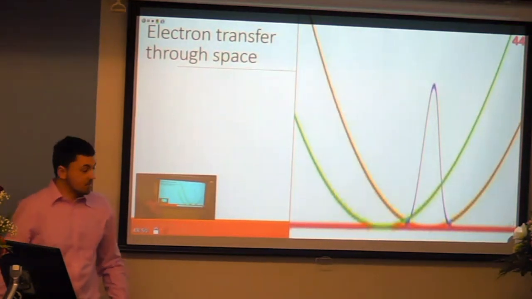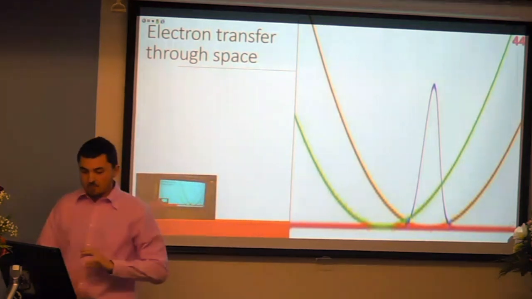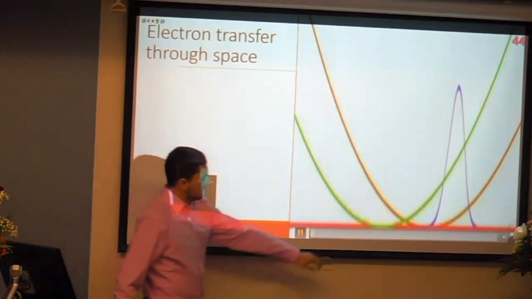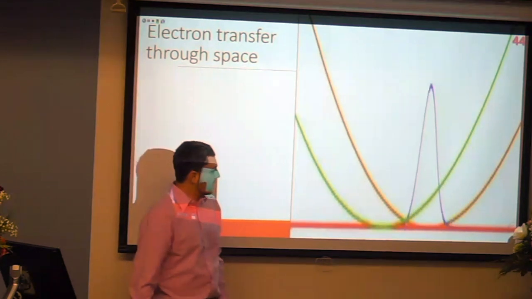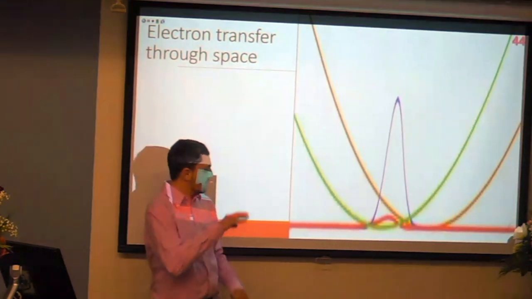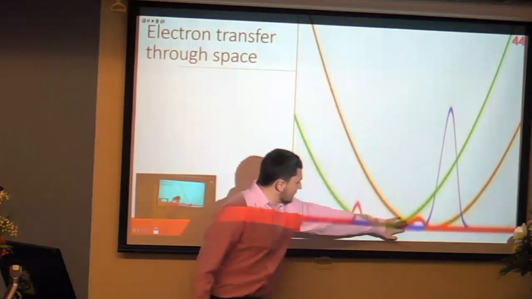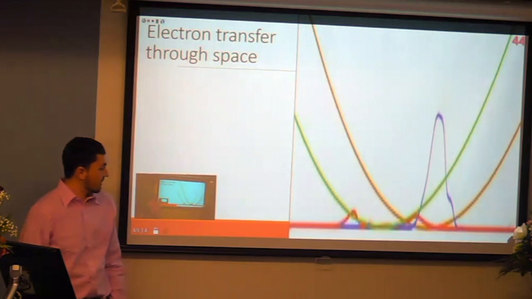Then we also moved on to the through space. There's a smaller gap between the dye and the perovskite. So there would be a lower activation barrier because the intersection point will be lower down on the energy potential. So as you can see, we start having a faster churn of electron transfer.